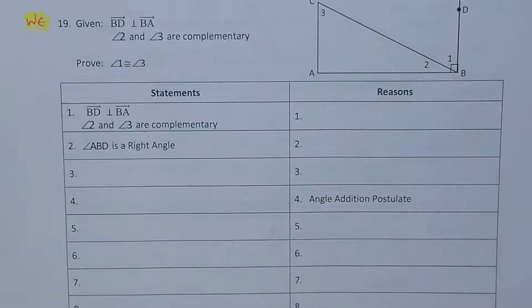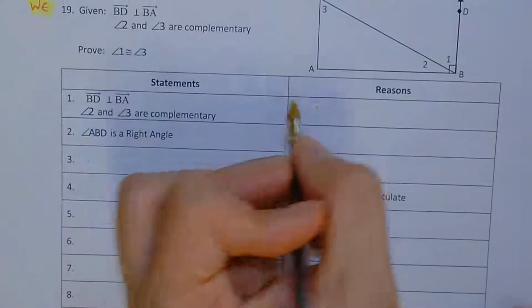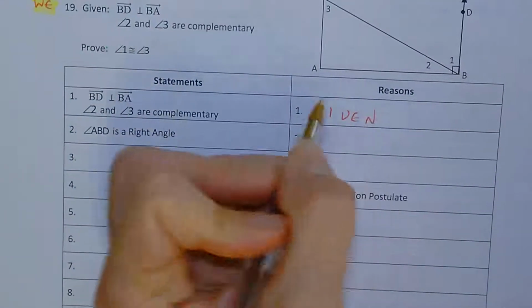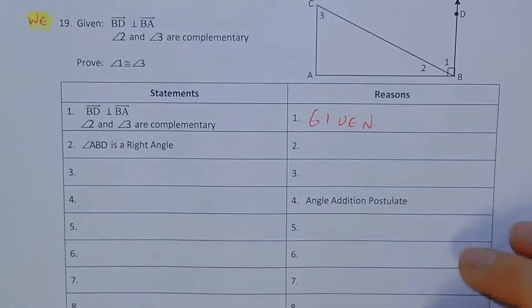Okay, so what we're going to do first is go ahead and fill out step 1, which is the given. I'm just going to see if I can find my answer key, to make sure I'm telling you the right thing. Oh, it's under here. Okay, so we're going to fill out given. And then step 2 says that angle ABD is a right angle.